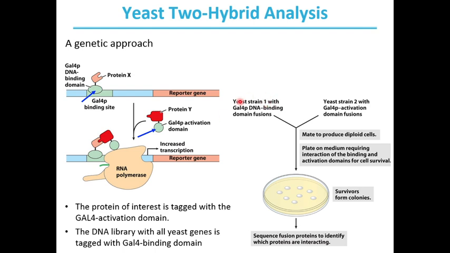Next, to perform an experiment, one yeast strain is grown with Gal4P DNA binding domain fusions and another with Gal4P activation domain fusions. Then these two yeast strains are mated to produce diploid cells, and they are plated on medium requiring interaction of the binding and activation domains for cell survival. All surviving colonies have interacting fusion proteins, and sequencing of the fusion proteins in the survivors reveals which proteins are interacting. This is how yeast two-hybrid analysis is used to identify protein-protein interaction.